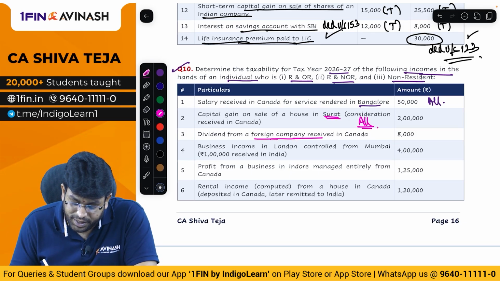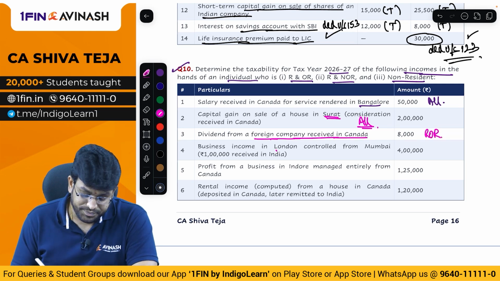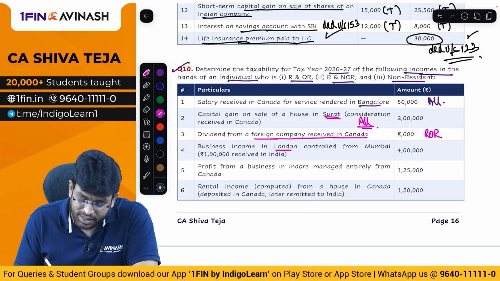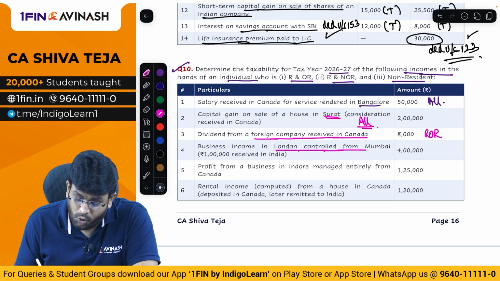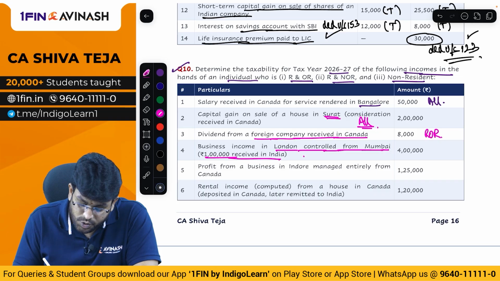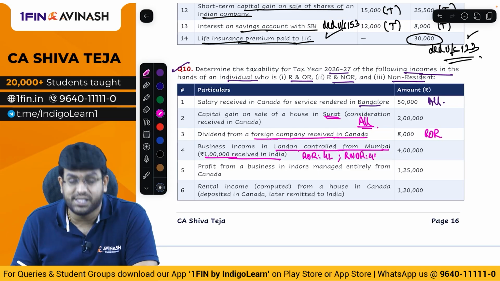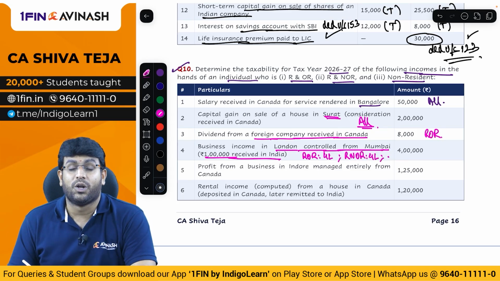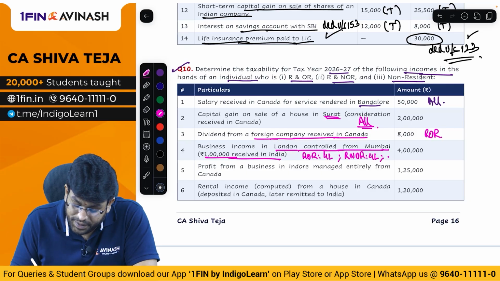Dividend from a foreign company received in Canada, we will tax only for ROR. Business income in London, which is controlled from Mumbai, and 1 lakh is received in India. So what will happen is, for ROR, we will take it as 4 lakhs. RNOR also will take it as 4 lakhs. The reason is that RNOR is also taxable because the business is controlled from India.